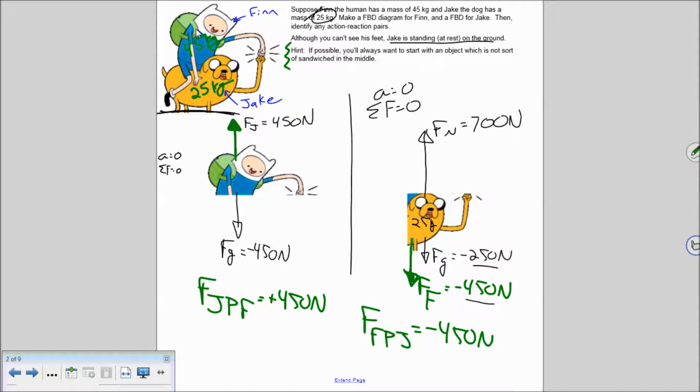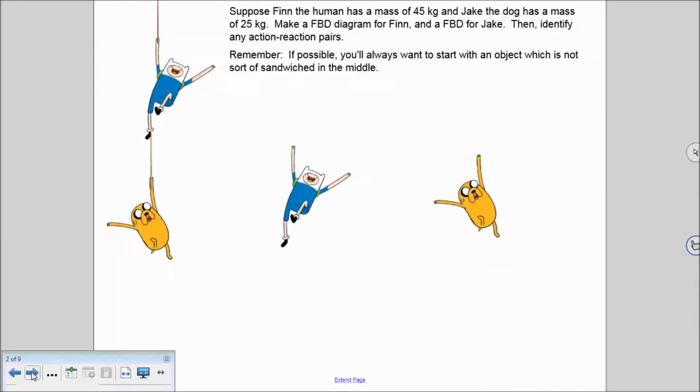Every time we find an action-reaction pair, we're going to label them with a color other than black. I'll use green. Why don't we just always use green for our action-reaction pairs, okay? All right, so there we go. I guess that's it. Next example. There's just a whole bunch of these examples.